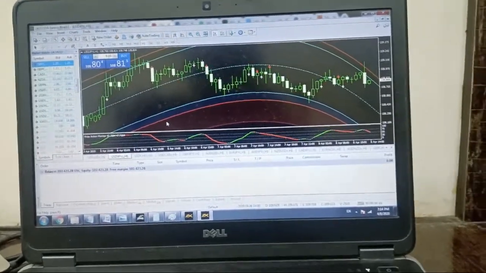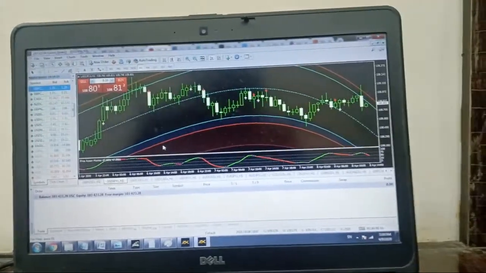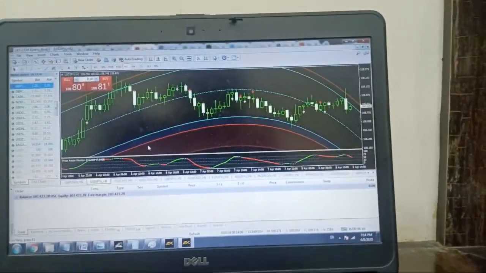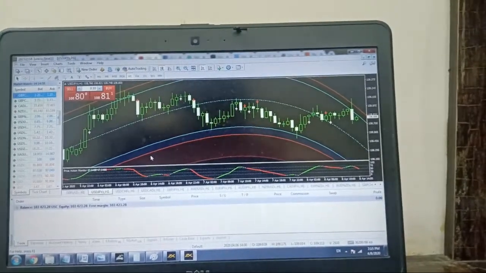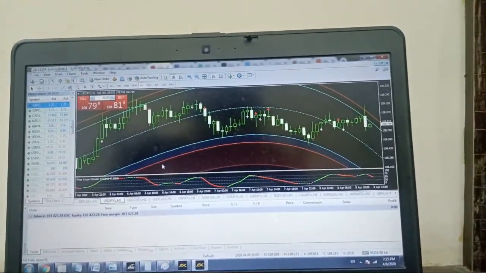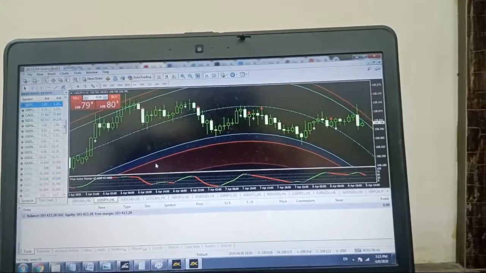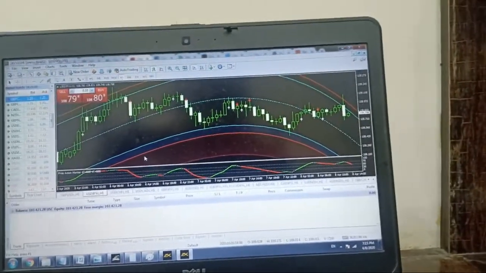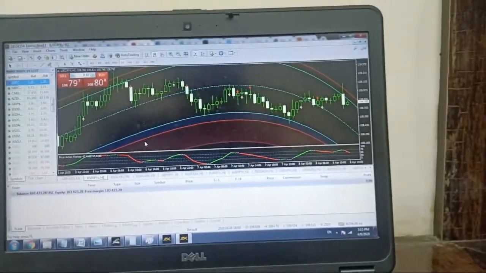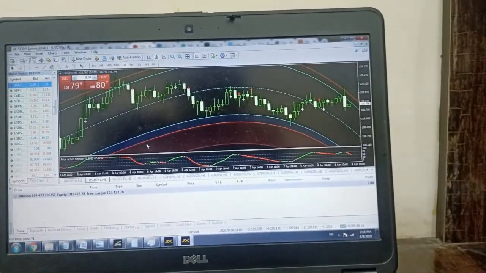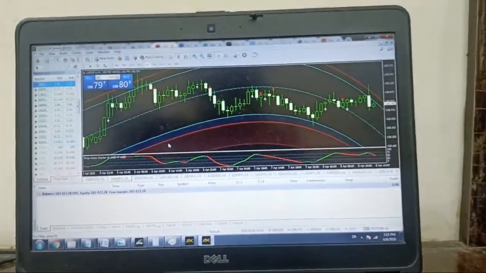So, let me adjust the camera first because it's not adjusted yet. So, guys, have a look here. Okay, I think that is now much better. What do you think, guys? I think that is much fine.